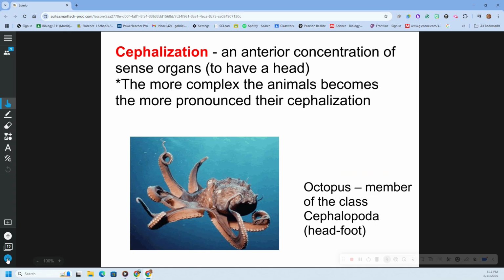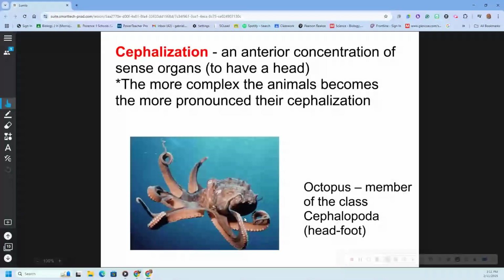Another important word is cephalization. You may recognize the prefix ceph, meaning head. Okay, so cephalization is an anterior concentration of sense organs. In other words, these organisms have a brain, and generally the more complex an organism is, the more pronounced their cephalization, or the bigger their brain is going to be.